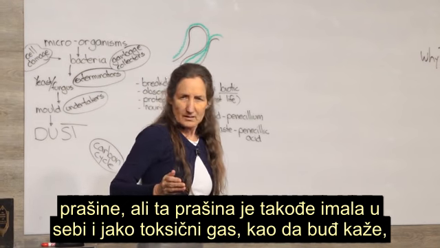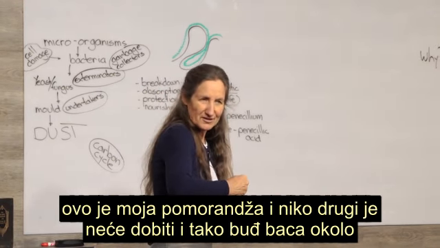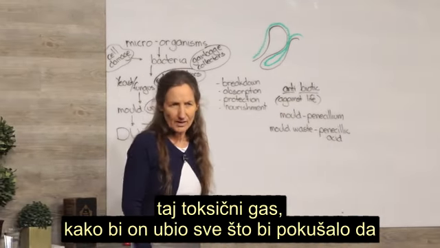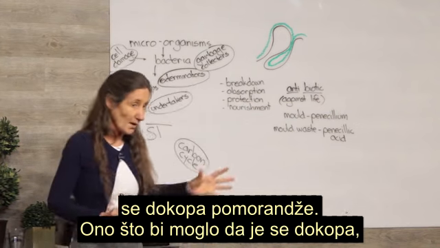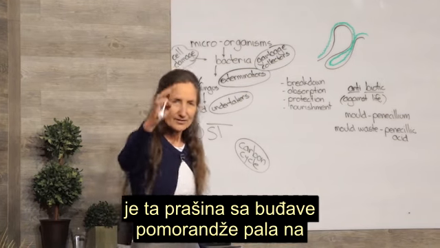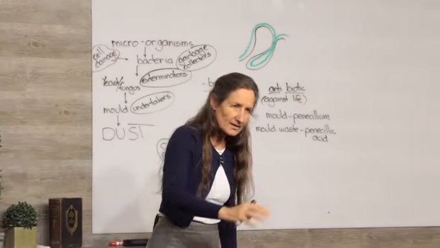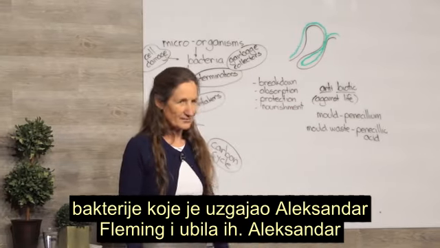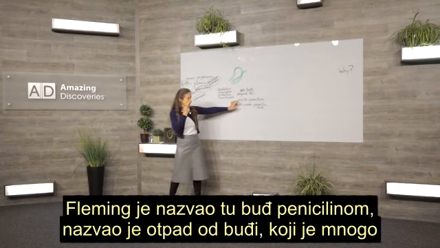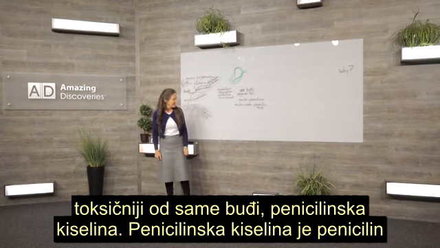It's as if the mold says, this is my orange and no one else is going to get my orange, and it gives off this toxic gas to kill off anything that might try and get his orange. What might try and get the orange is other bacteria, yeasts and funguses. So this dust from the mouldy orange settled on the bacteria that Alexander Fleming was growing, and it killed it. Alexander Fleming called the mold penicillium. He called the mold waste, which is far more toxic than the mold, penicillic acid. The penicillic acid is the penicillin that we know today.